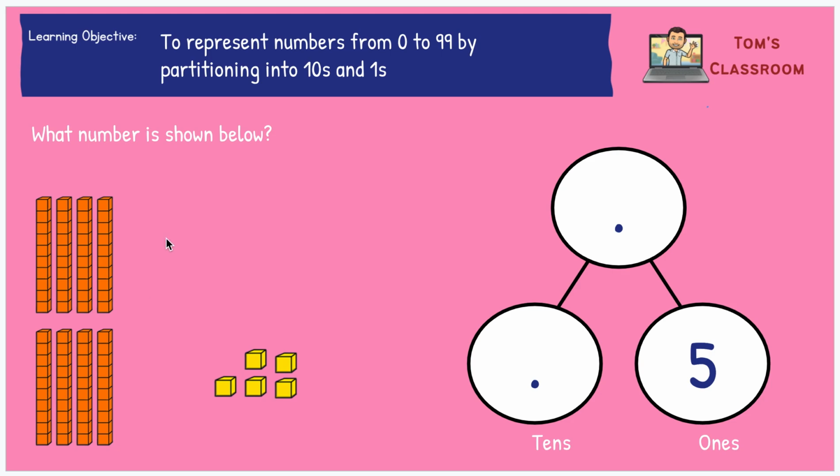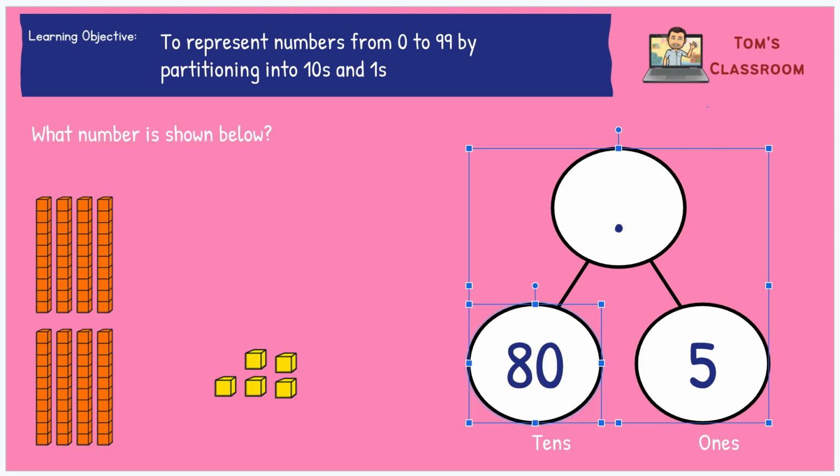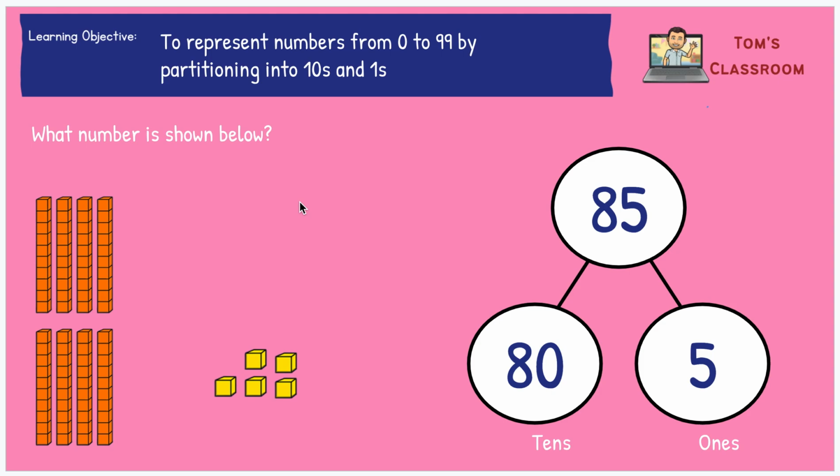So let's look at how many tens we've got. This time I'm going to count them in tens. So 10, 20, 30, 40, 50, 60, 70, 80, which means we've got 8 tens, which represent the number 80. So let's regroup them together. And we've got the number 85.